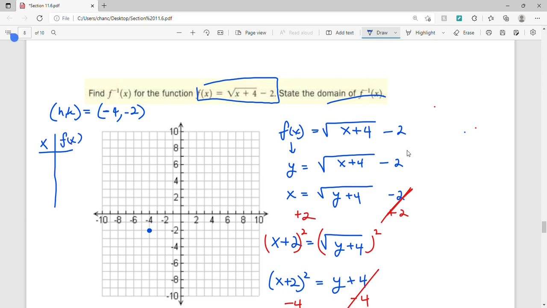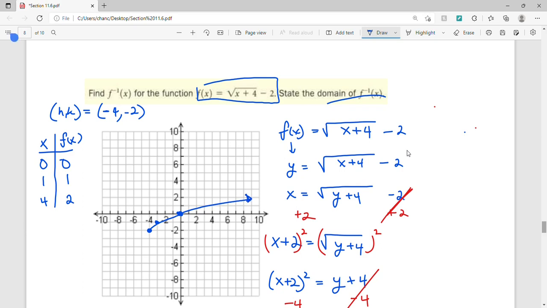We picked points 0, 0, 1, 1, and 4. The square root of 4 was 2. So if you remember the parent graph, we go to the right 1, up 1, to the right 4, up 2. And so this is the original graph. This is the square root function. It looks like a sideways parabola.